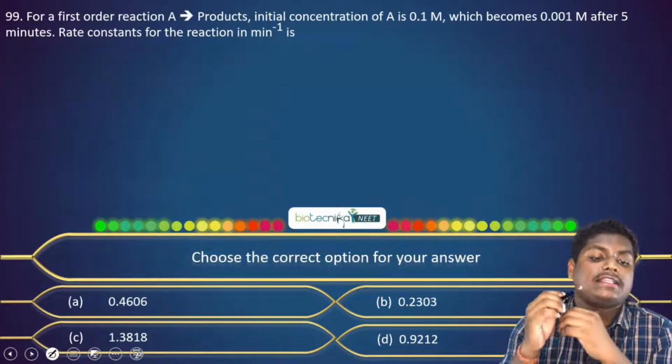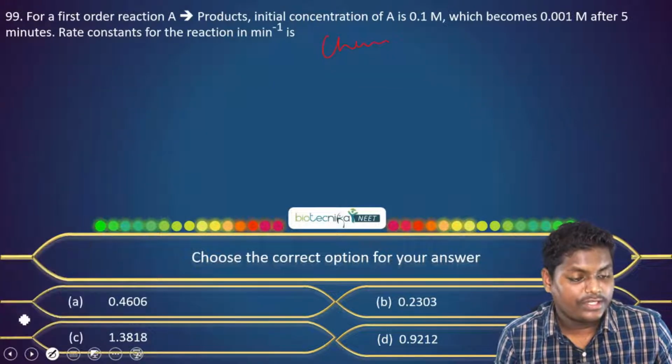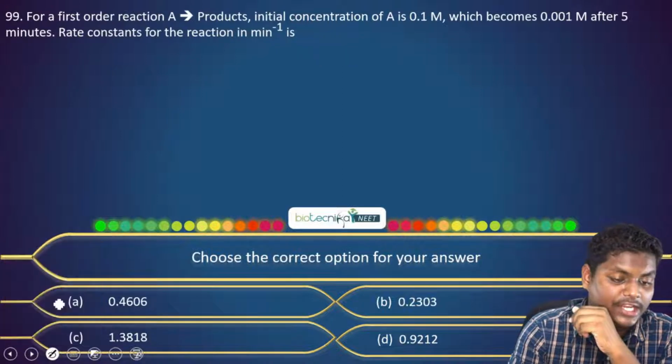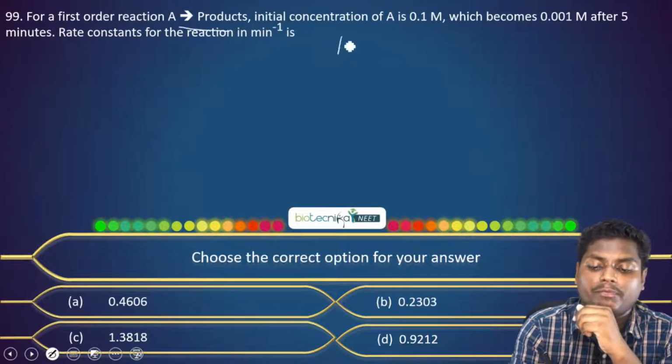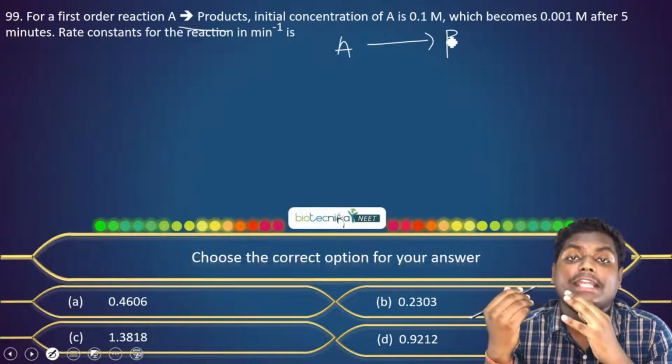So this question is from chemical kinetics. For the first order reaction, what are they saying? For the first order reaction A to B, A is forming the product, and the initial concentration of A is given to us.